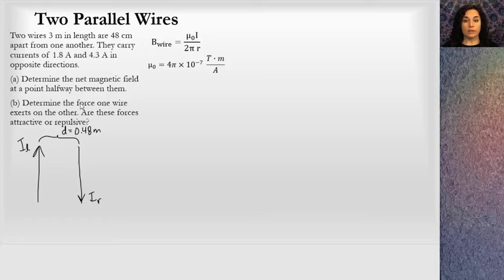Okay, so now that I have it drawn, I'm going to see what part A wants. Determine the net magnetic field at a point halfway between them. Okay, so I'm going to label some point P halfway between them, and I need to figure out the net magnetic field. Well, magnetic field is a vector, so I can add the magnetic fields as vectors, and I'll have two vectors here, one from I left and one from I right.